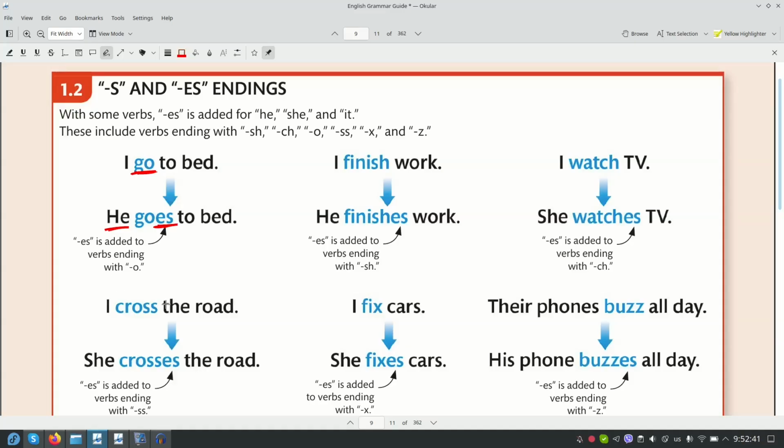I cross the road, but she crosses the road. I finish work, but he finishes work. I fix cars, she fixes cars. I watch TV, she watches TV. Their phones buzz all day. His phone buzzes all day.